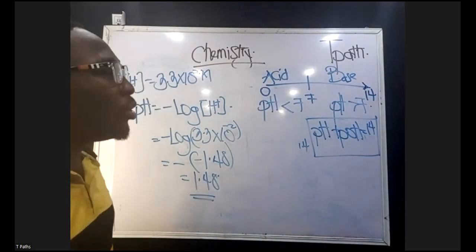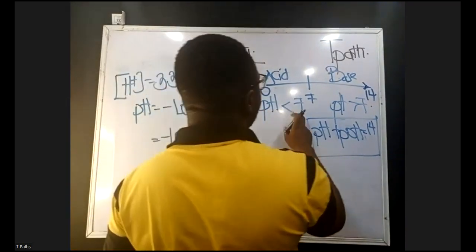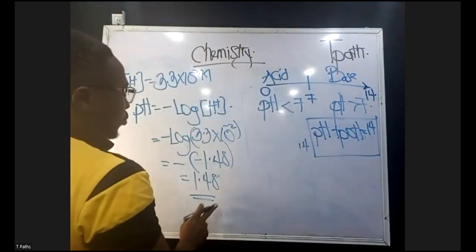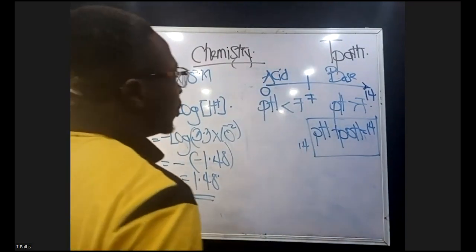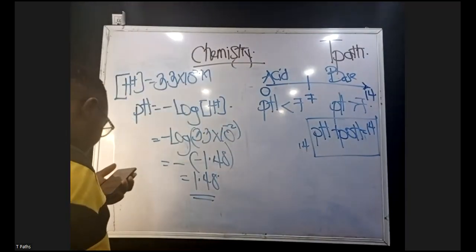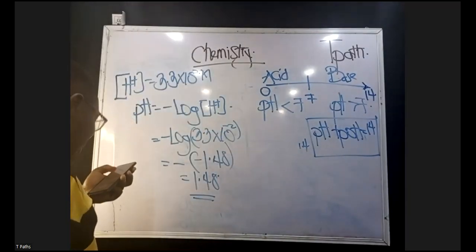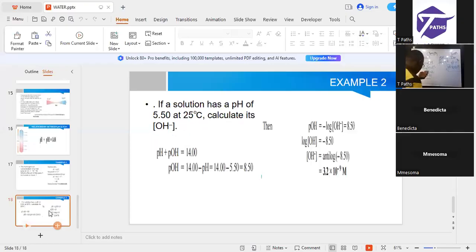Is it acidic or is it basic? Let's look at the scale here. We have pH less than 7 is acidic. So this is acidic. So the answer is: the fruit juice has a pH of 1.48 and it is acidic.